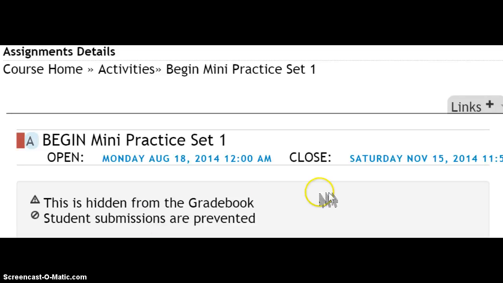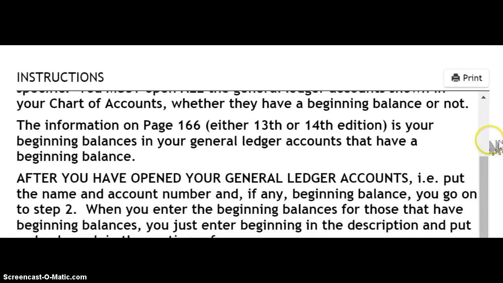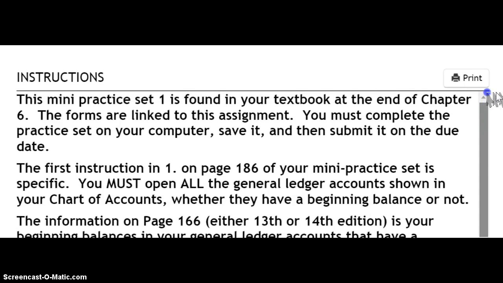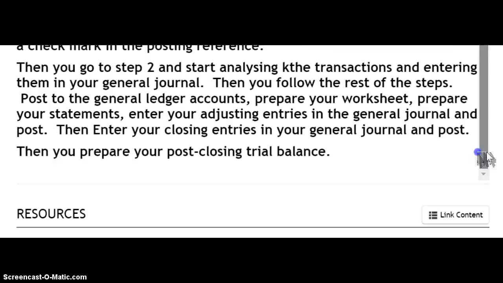Begin mini practice set 1. Follow the instructions shown in the instructions given for the assignment. And follow all the instructions.